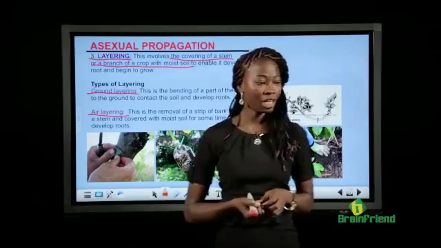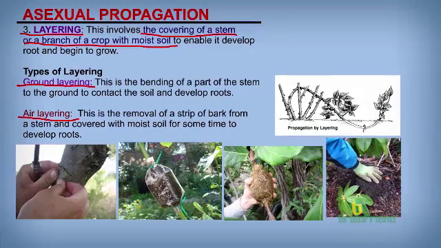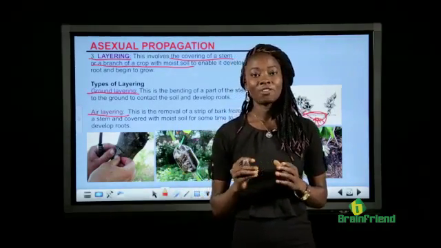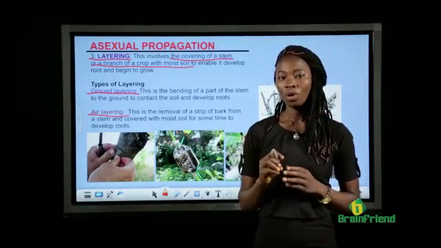In ground layering, a stem or a branch of a crop is bent towards the soil in order for it to make contact or even planted deeply into the soil. This is left for a while, say a period of about a week or more. The stem or the part of the stem that touches the soil begins to develop roots. And when these roots are strong enough, the stem is disconnected from the main plant and left to grow or transplanted in a different soil as a new crop.